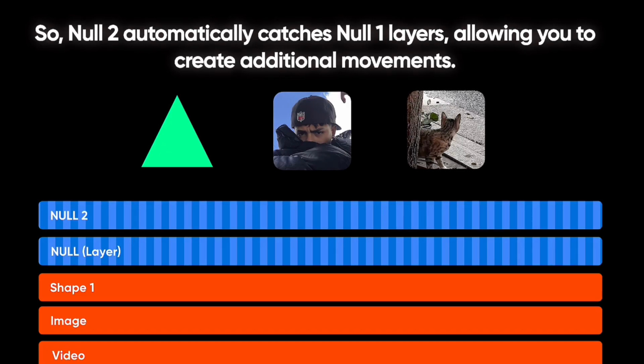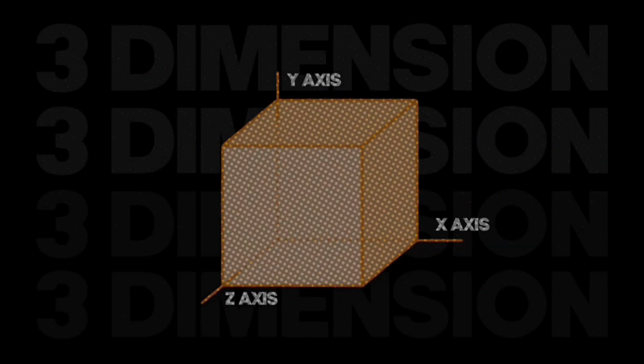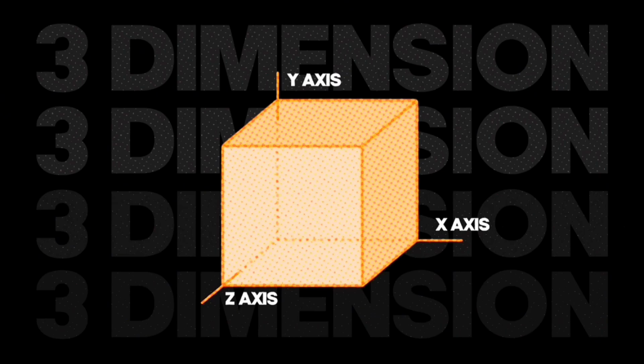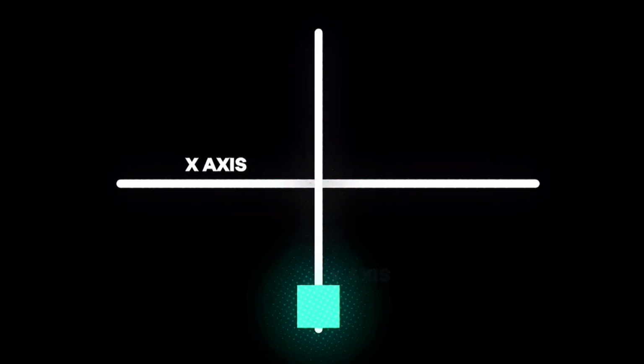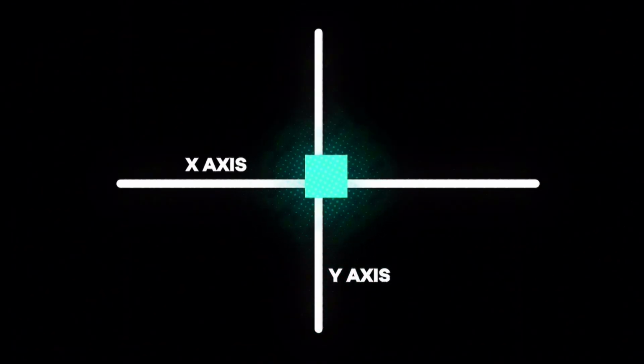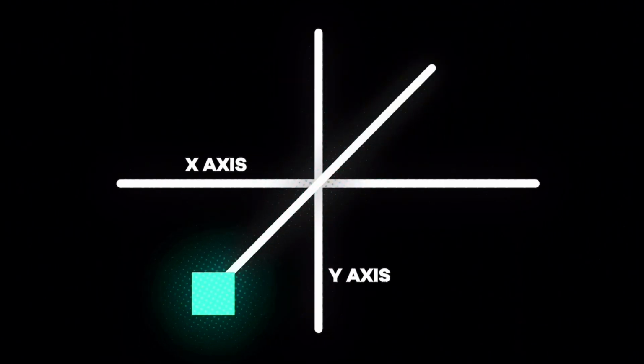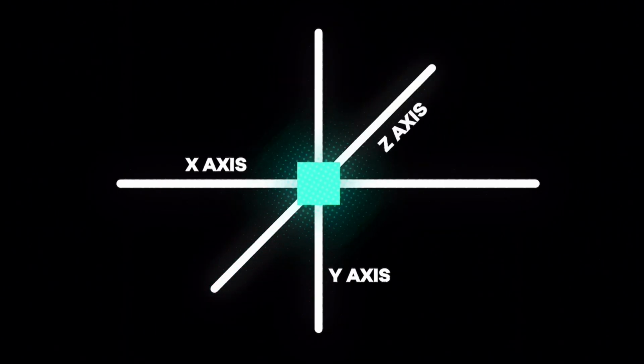Okay. And now I will show you how you can achieve 3D effects by using null. First of all, you have to understand 3 dimensions. Imagine an object moving to the left or right side, so it's called the x-axis. If that object moves up or down, it's called the y-axis. And if that object moves front and back, it's called the z-axis. I hope you understand this 3 dimension formula.